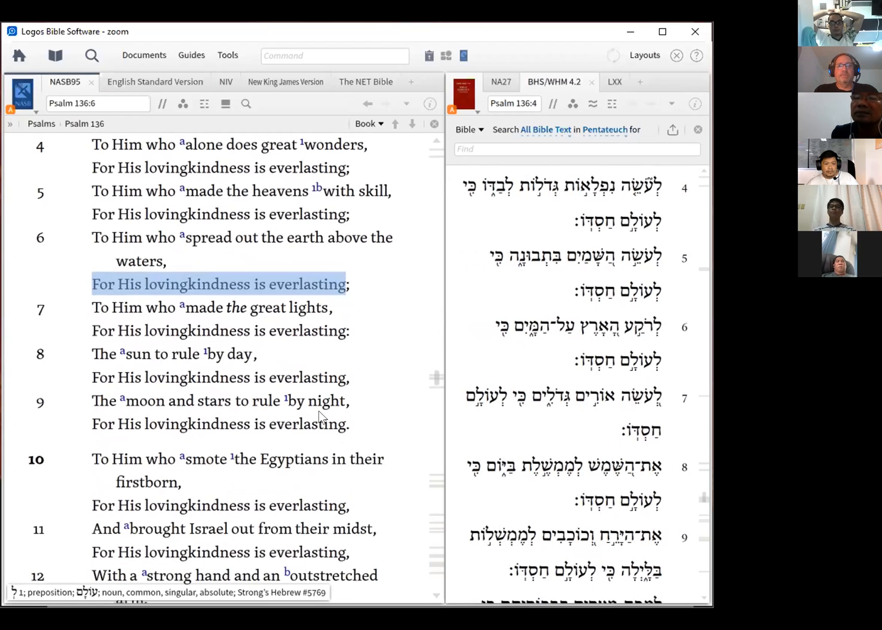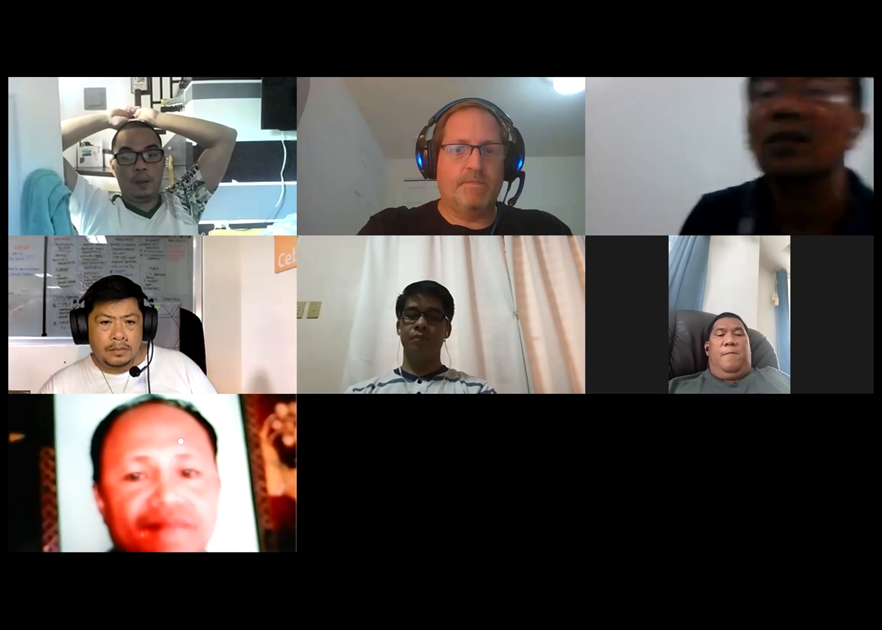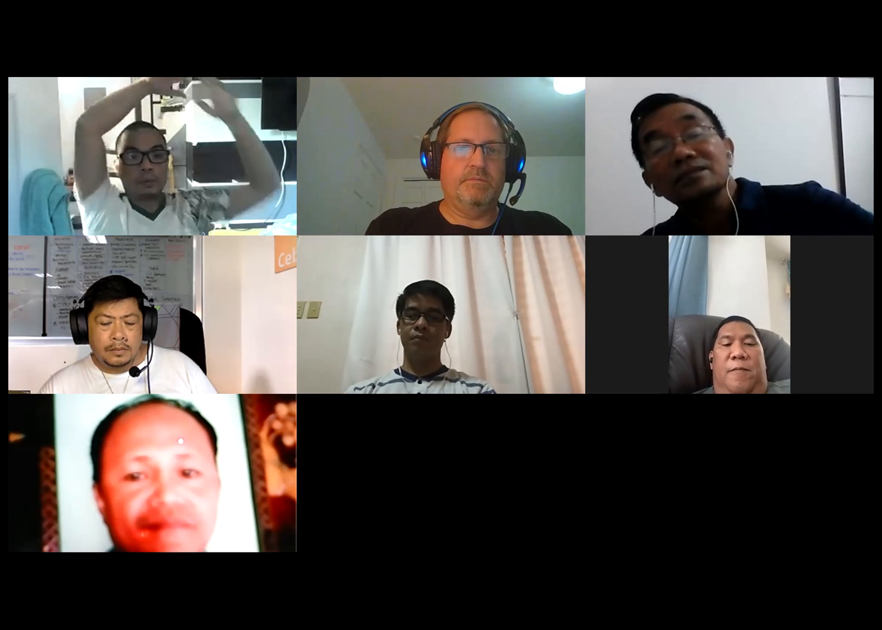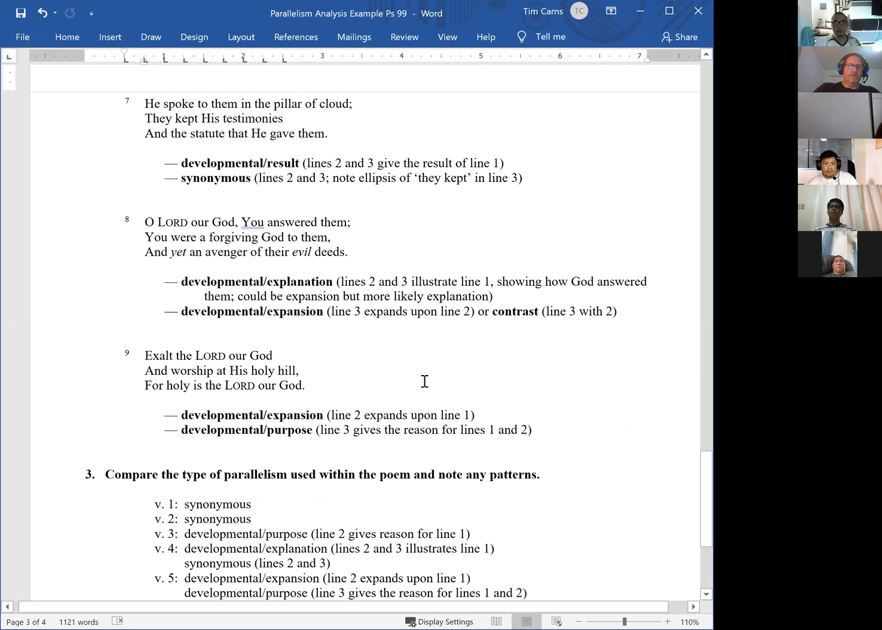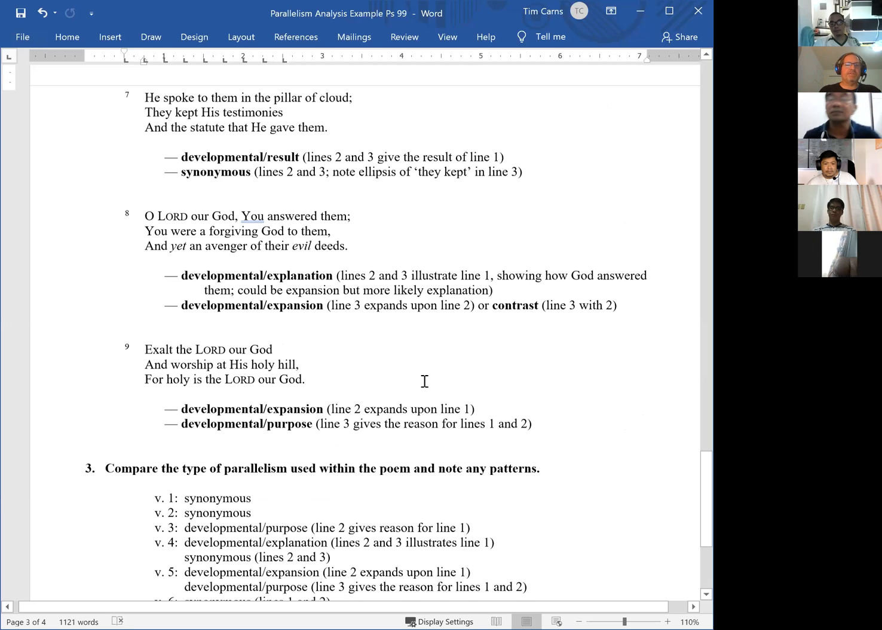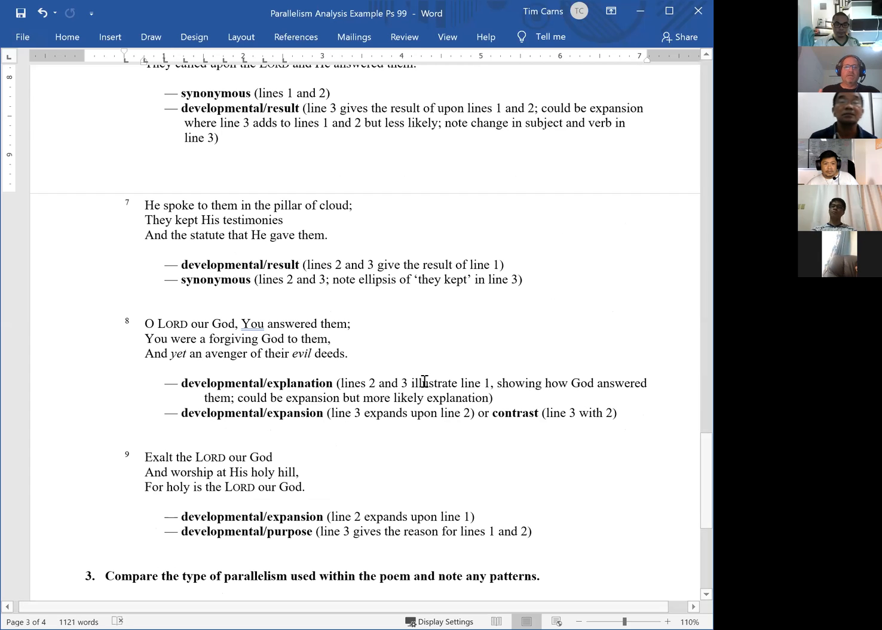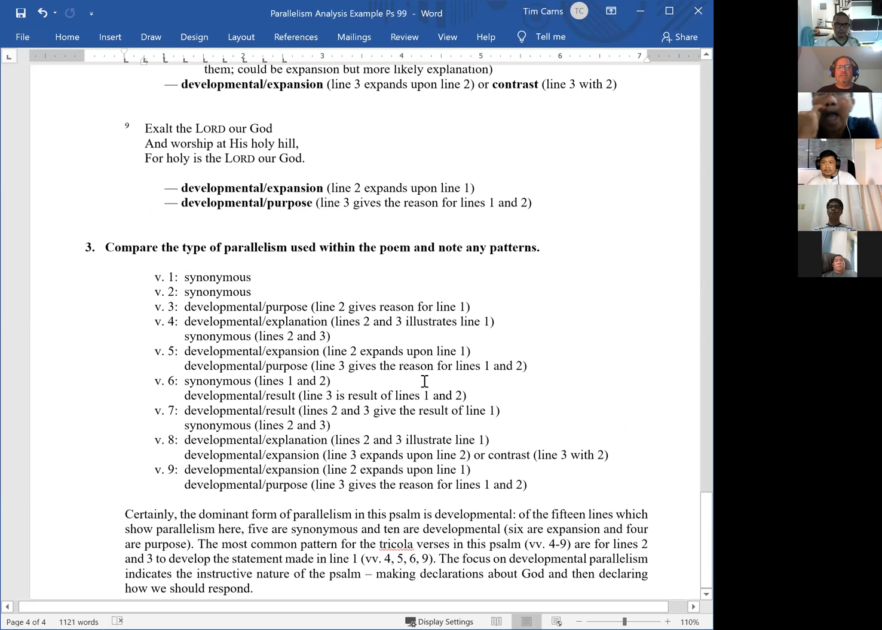Okay. Any other questions on parallelism? Let's go back to the example. After you've done the parallelism for each line in the poem, the third step is simply to compare the parallelism used in the poem and see if you can detect any patterns, or if the parallelism helps give some understanding perhaps to the meaning of the poem.